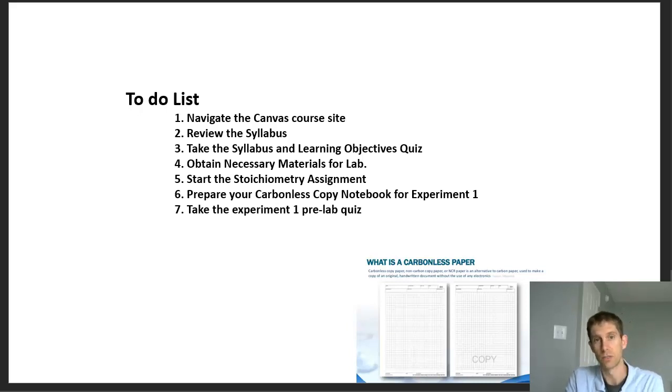After that, you want to start the stoichiometry review assignments and then prepare your carbonless copy notebook or a regular composition notebook for experiment 1. In this case, it doesn't really matter because you're just going to be scanning the pages anyway. I still think it'd probably be slightly easier to scan with a carbonless copy notebook, but it's totally up to you for what notebook format you want to use. Just be aware that you'll have to scan your notebook pages and upload them with your experiments. And then after that, the next step for you to do is to take the experiment 1 Prelab Quiz.